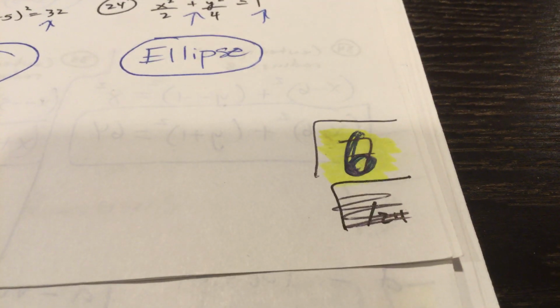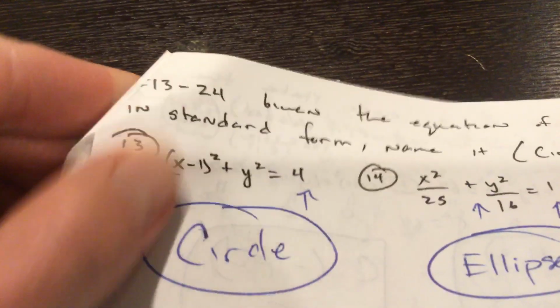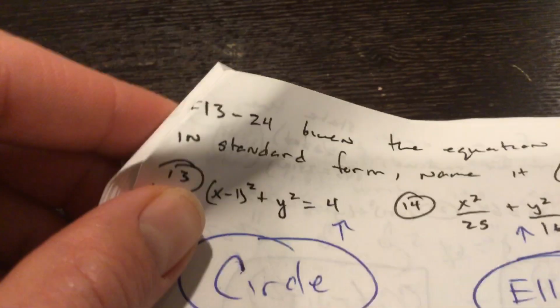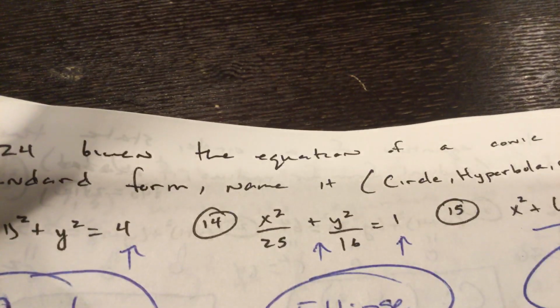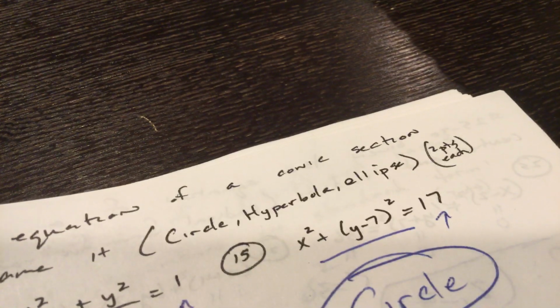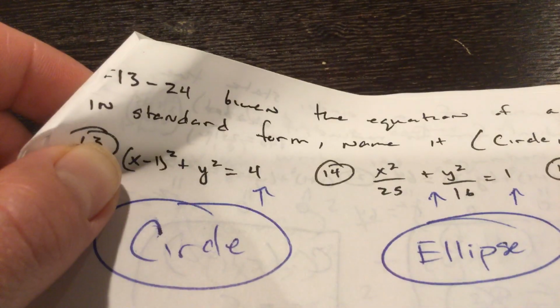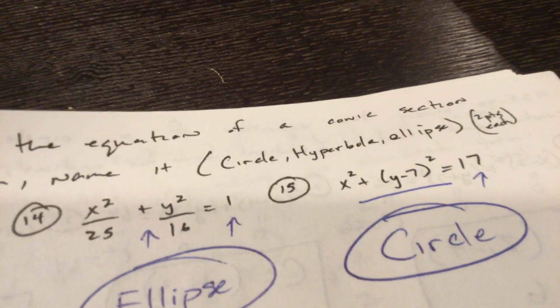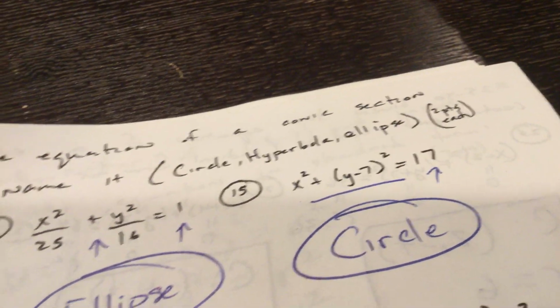We are going to skip quite a bit here. This is it. Page 6, Chapter 9, Game Plan, page 6. This is where you are going to write the following. You don't have to write the numbers there. Number 13 through 24. Given the equation of a conic section in standard form, name it. Circle, hyperbola, or ellipse. Which is on the past quiz.